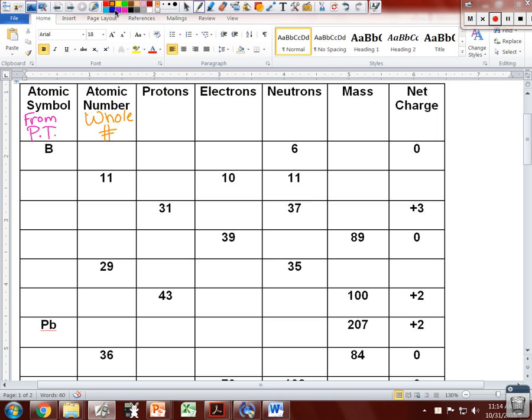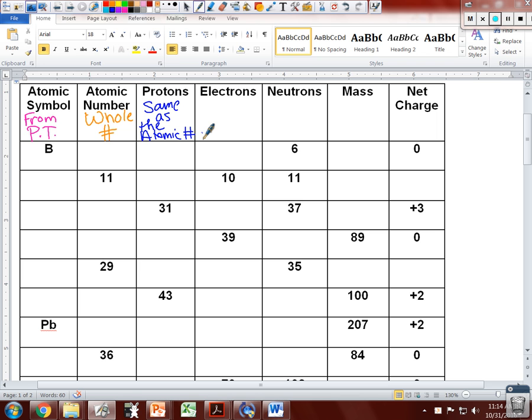The number of protons. How are you going to determine the number of protons? It's the same, I think I heard someone say this, as the what? Very good. It's the same as the atomic number.